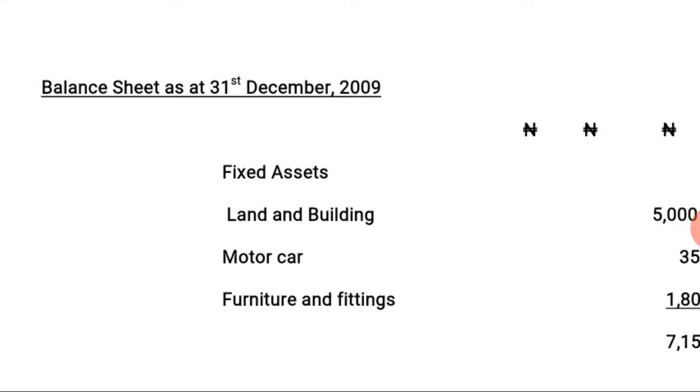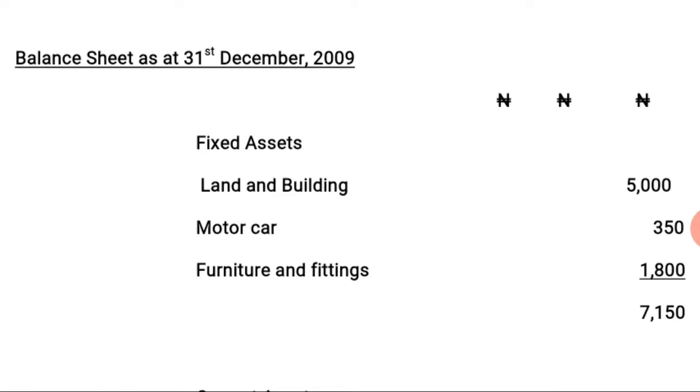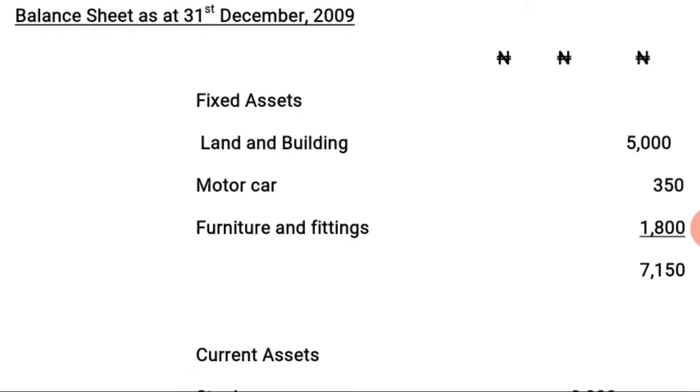Having done that, since the question requires us to prepare final account, and we have prepared the trading account and the profit and loss account, now let us look at how to prepare the balance sheet. The heading: balance sheet as at 31st December 2009. You start with fixed assets. When you are using the vertical format, you start with the fixed assets.